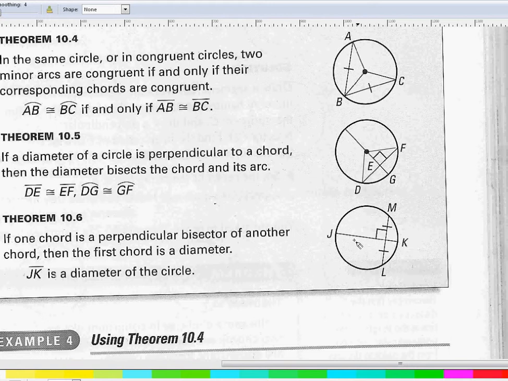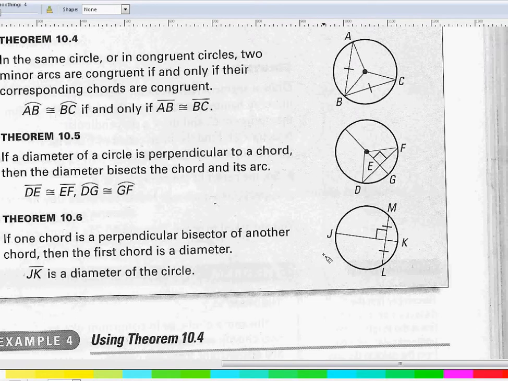Well, we know that if we take the line from the center of the circle that is perpendicular to this chord ML, that we will bisect ML because of Theorem 10.5 that we just proved. That would imply that if JK was not a diameter, then we would have two lines through this intersection point, both of which were perpendicular to chord ML.